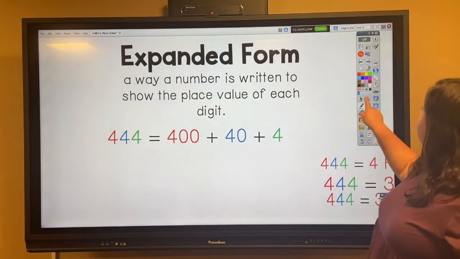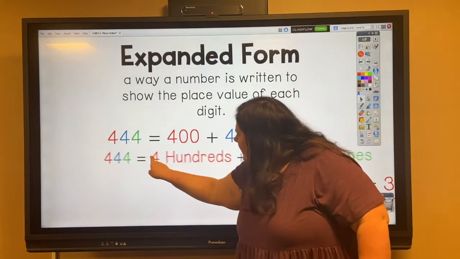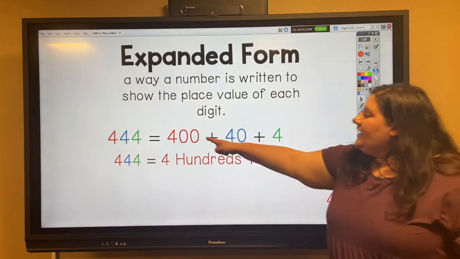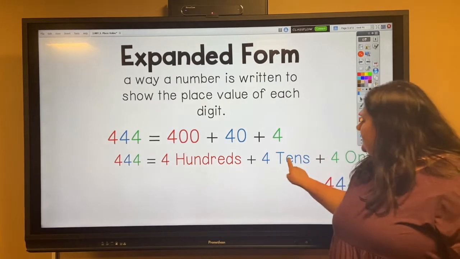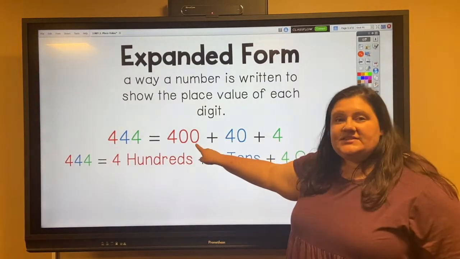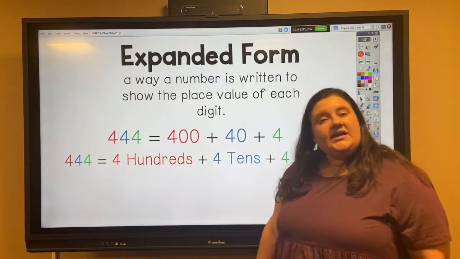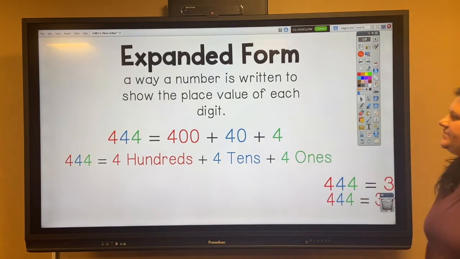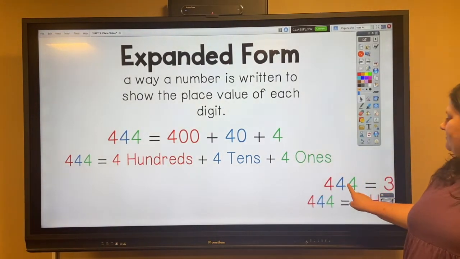All right, another way to represent 444 could be like this. Instead of adding zeros, I just write it out. So I show 4 hundreds plus 4 tens plus 4 ones. So instead of placing the zeros in the tens spot or the ones place for 4 hundreds, I just write the words hundreds.